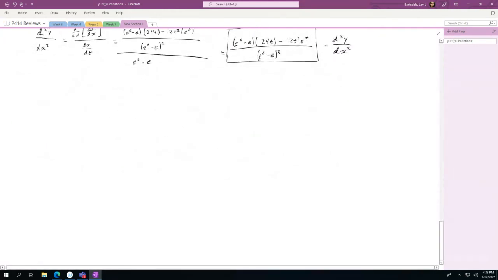All right. Time for some practice. Go ahead and find dy/dx, the second derivative, and horizontal and vertical tangents for the equation y = t squared + 4t - 2, and x = 1/3 t cubed - 4t. All right, I'll give you a few minutes to work through that.